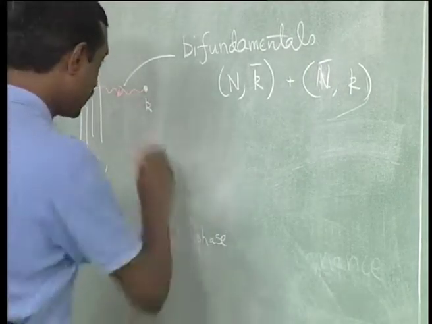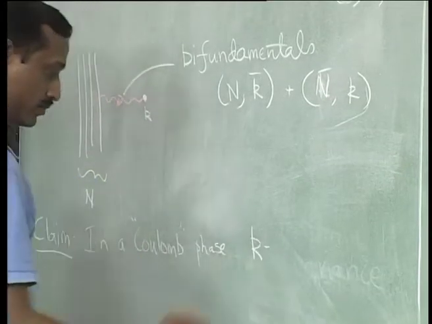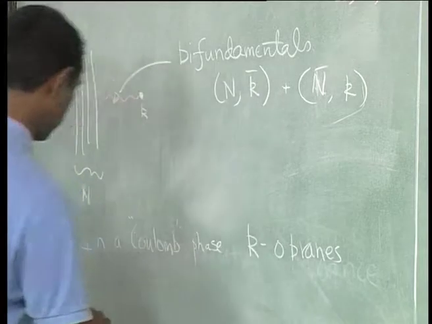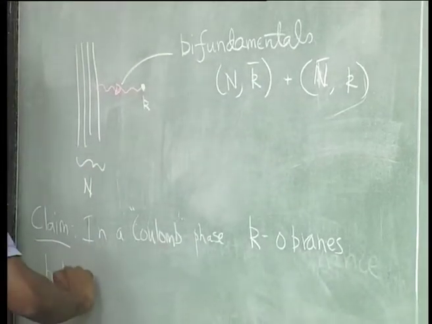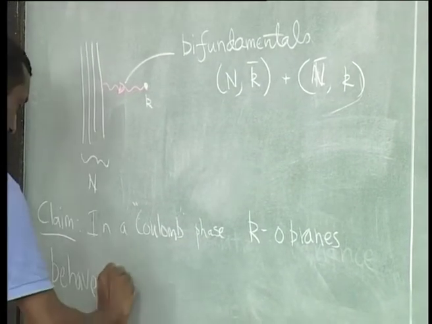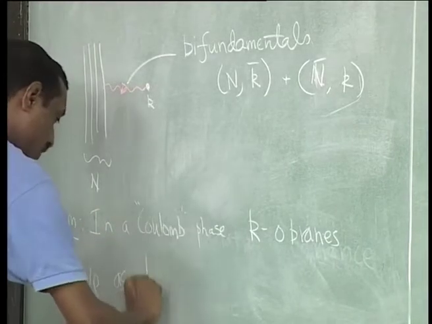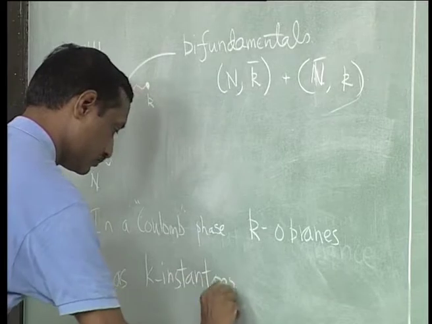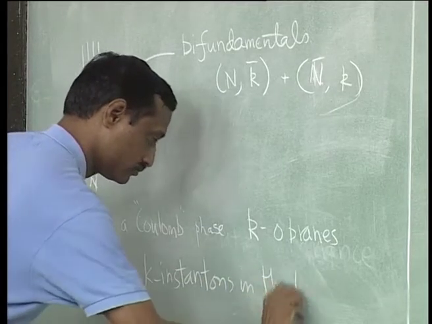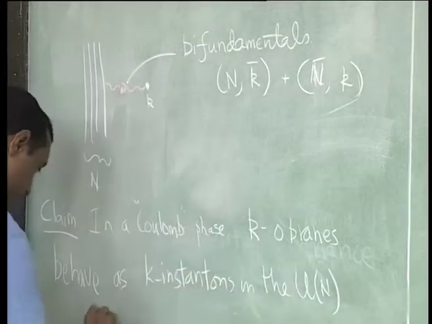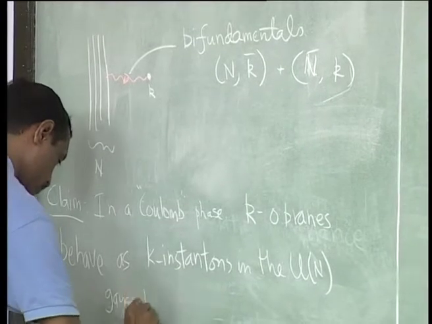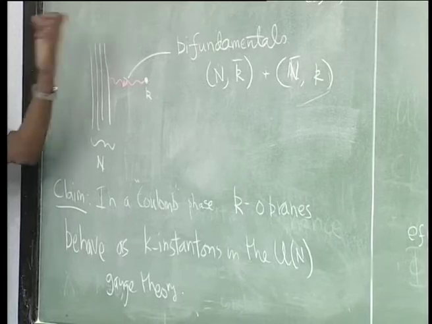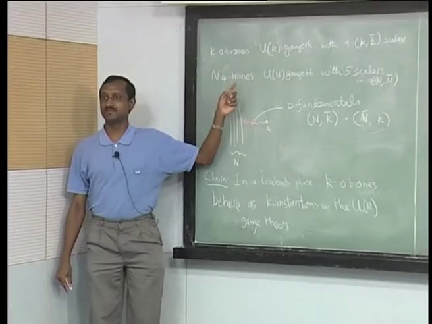okay, these k 0 branes behave as k instantons. Okay. So, this is viewing from the viewpoint of these 4 branes.